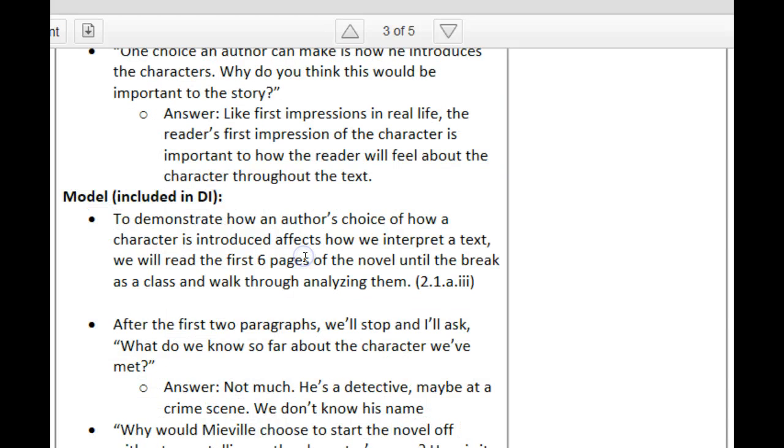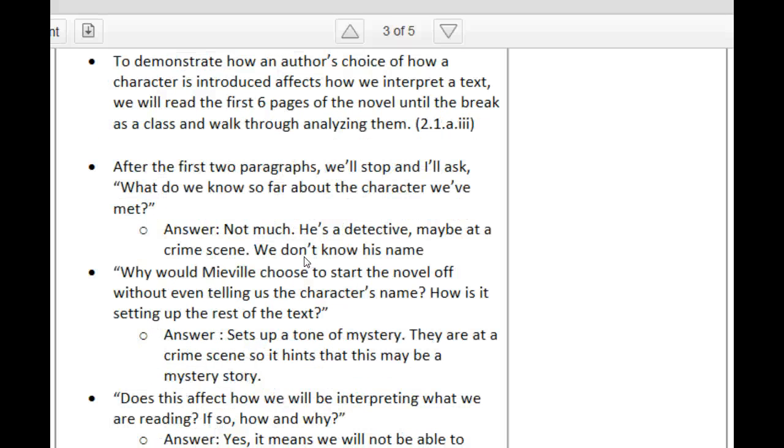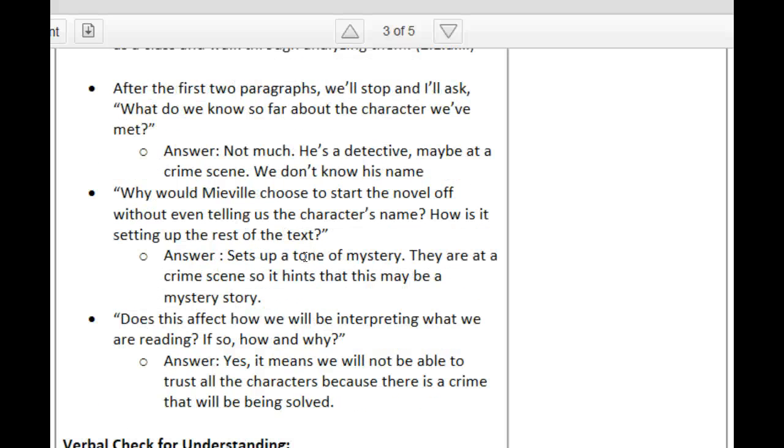I love your interrupted reading here. Read the first 2 paragraphs, stop. What do we know about the character? Why did the author make that choice? It's that beautiful thing. What did the author do? Why did the author do it? Perfect. So do you see how that's affecting us? Yeah, it totally means this and that.